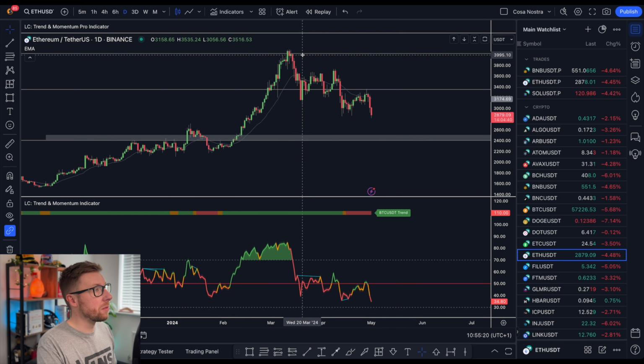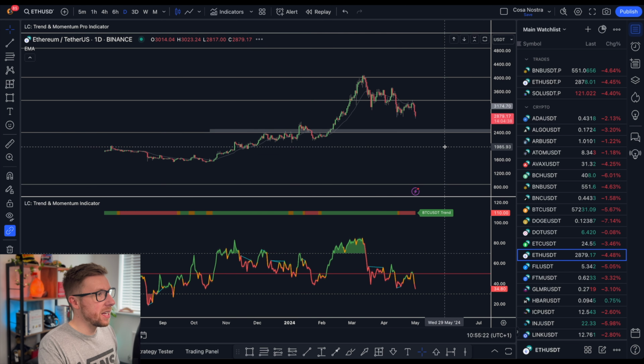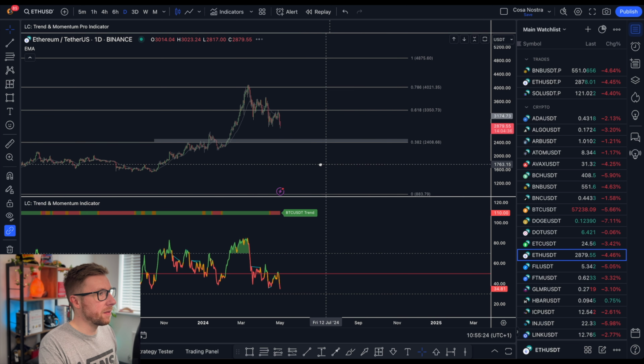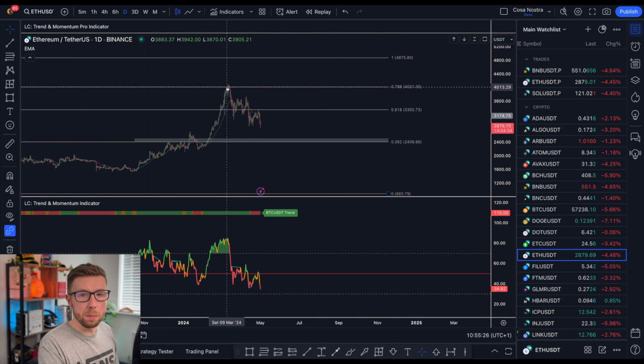Huge. This is also, by the way, if I zoom out a little bit more, a Fibonacci level. Bear with me. There it is. It's a Fibonacci top, right? So when you're using structure, cool.